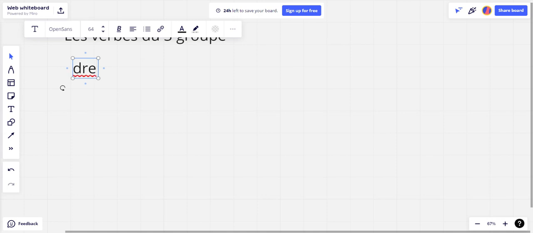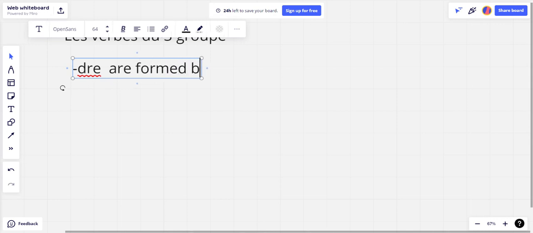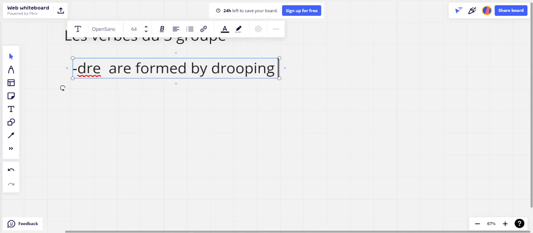The verbs ending in DRE are formed by dropping the RE. But after dropping it, that's not all; we have to put some particular endings. Even when we do the regular ER ending verbs, we put some endings, so we have some specific endings for the same. So yes, we are going to start with this.